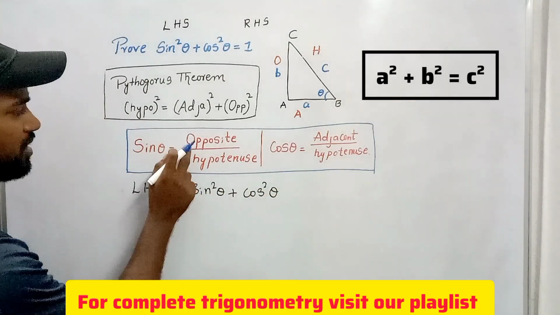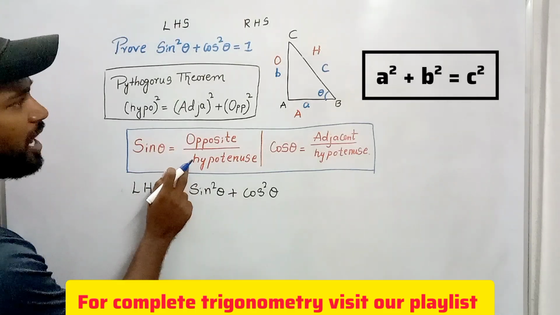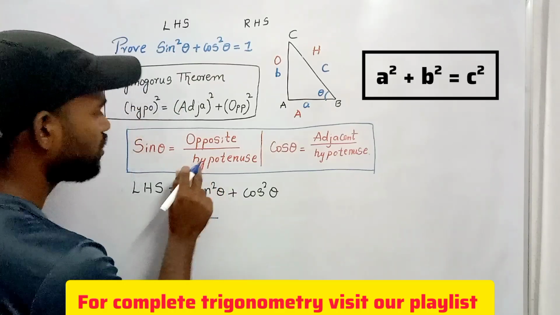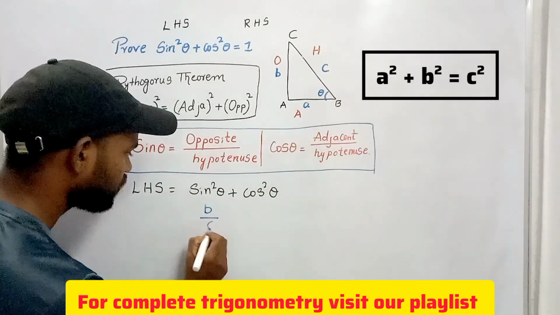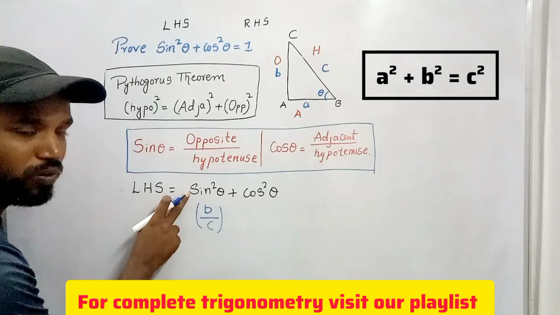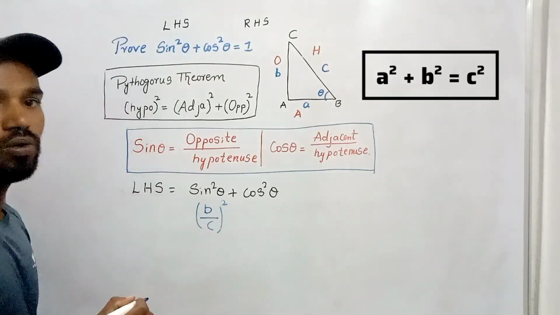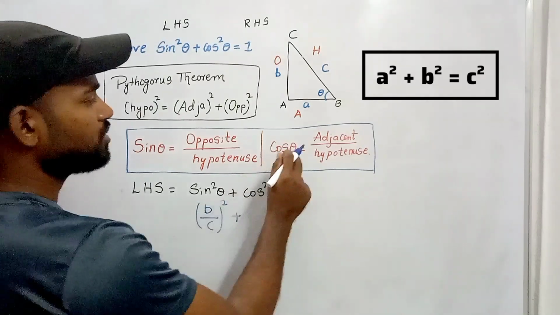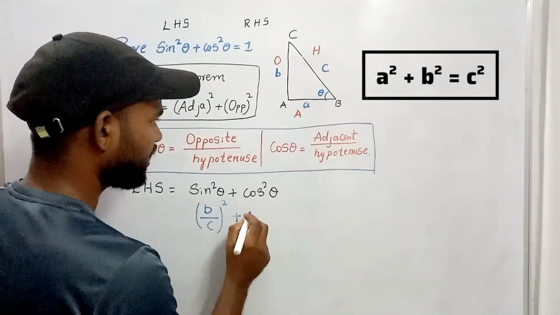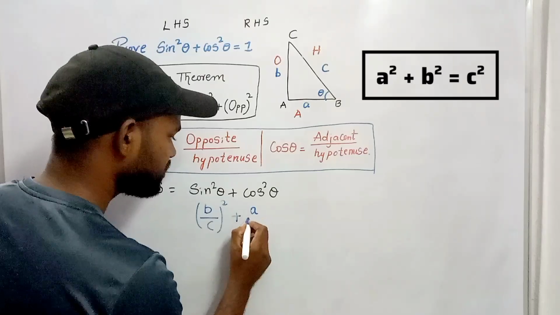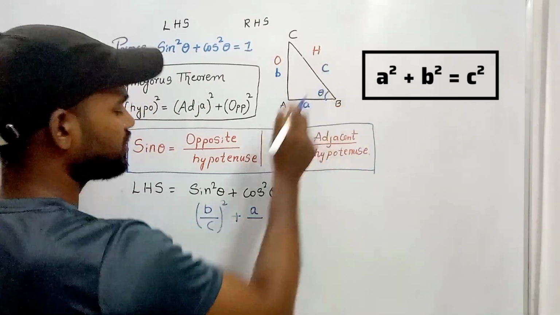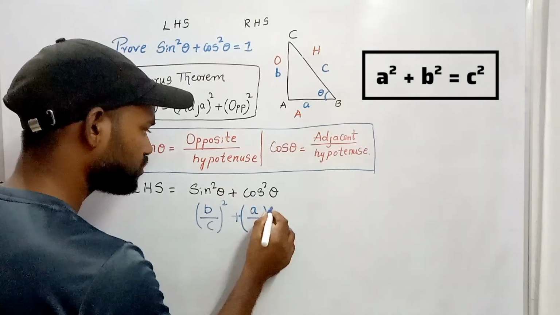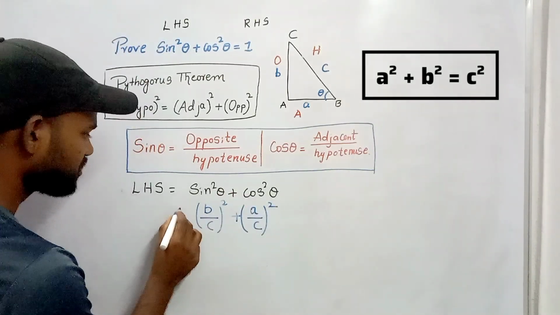So let us substitute the values here. Sin square theta is nothing but, what is the sin theta value actually? Opposite by hypotenuse. Opposite is what here? B. Opposite is B. Hypotenuse is what here? C. So B by C, and since it is sin square theta, I am writing the whole square. Next plus cos theta. Cos theta is adjacent by hypotenuse. Adjacent is A. Hypotenuse is C. As it is cos square theta, that is the reason we are writing the whole square. Okay, this is your first step over.